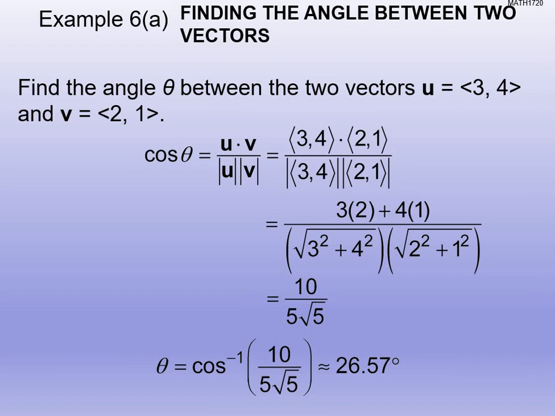26.57. Make sure you're in degree mode when you do this, and I need you to make sure that you plug this into your calculator correctly. I would do 10 divided by parentheses 5 square root 5, close the parentheses, all right? That'll make it safe, so you know what you're doing.